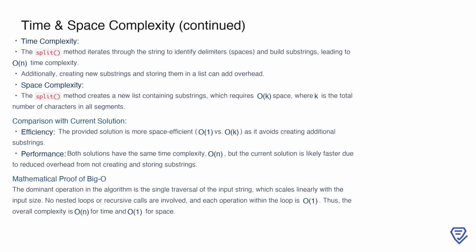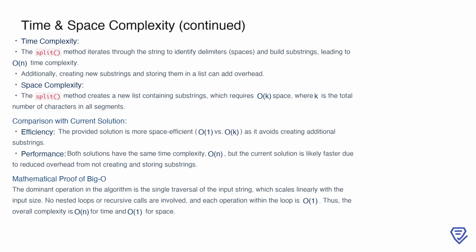Let's evaluate the time and space complexity of the naive approach for comparison. The split method iterates through the string to locate spaces and construct substrings, which gives it a time complexity of O(n), similar to the current solution. However, there's additional overhead in creating and storing these substrings, which can make it slower in practice. On the space complexity side, the split method creates a new list containing the substrings, requiring O(k) space, where k is the total number of characters in all segments.